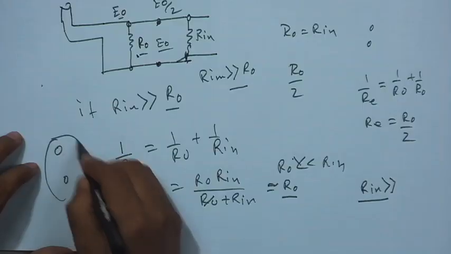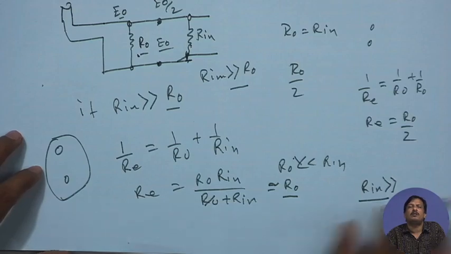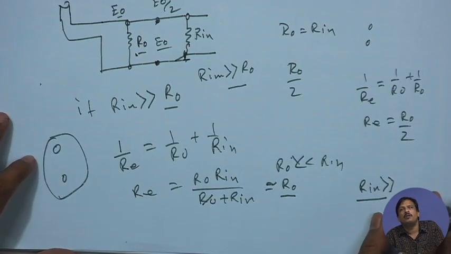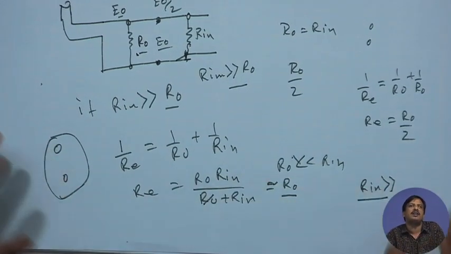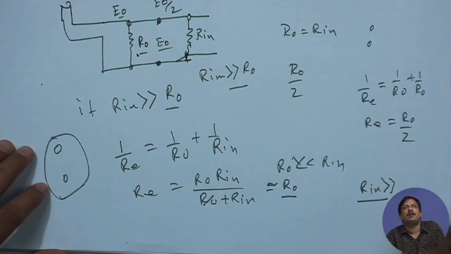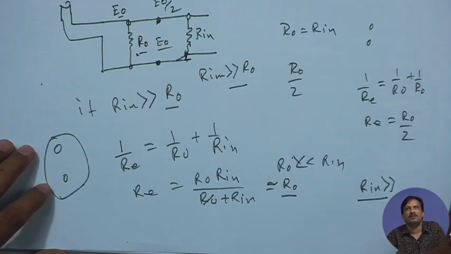That is why we take the meter reading of the sensitivity at open circuit, or rather we define the sensitivity in terms of open circuit voltage.